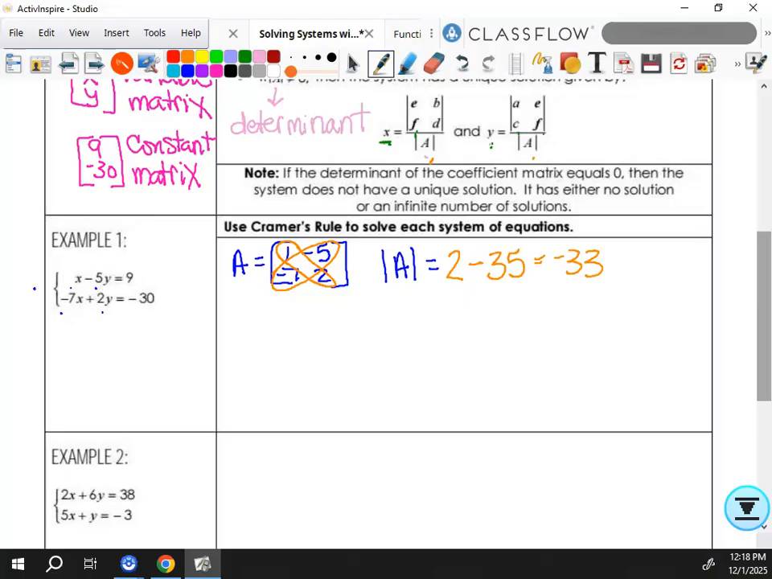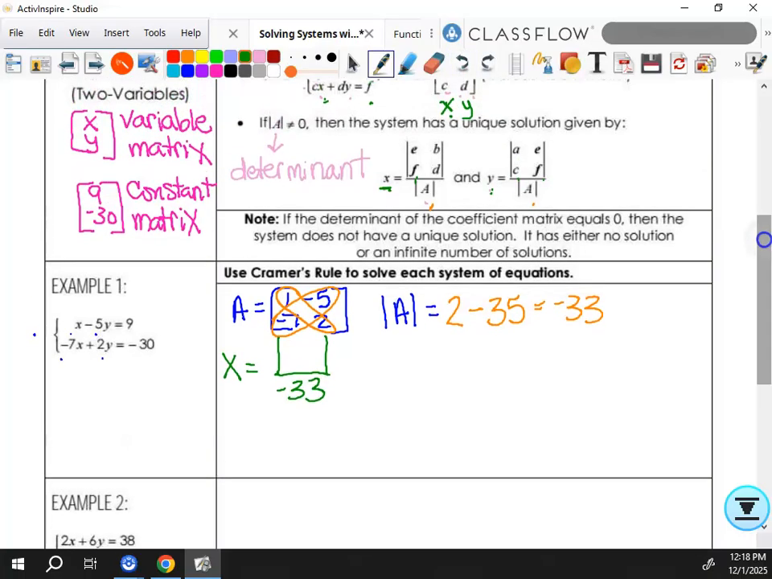Any questions about where anything came from so far? All right. So now we are going to look for x. And when we look for x, the denominator is a negative 33. For the numerator, we are going to write the matrix, but look, because I'm looking for x, I replace the x column with the constants. So this is 9 and negative 30. Try not to be in the way.